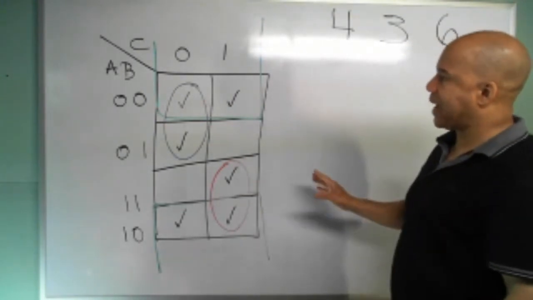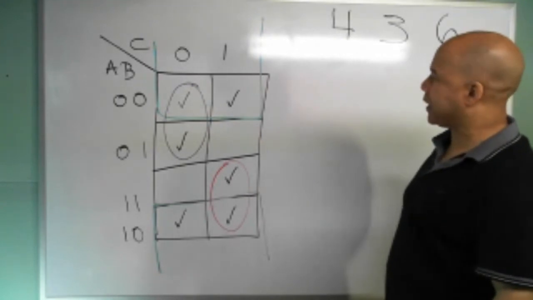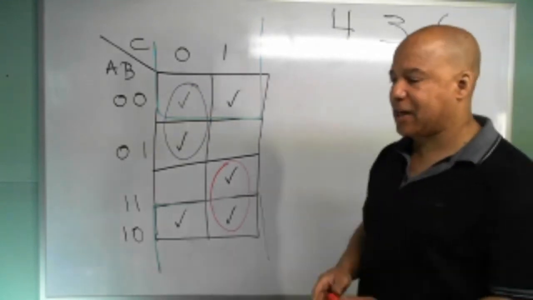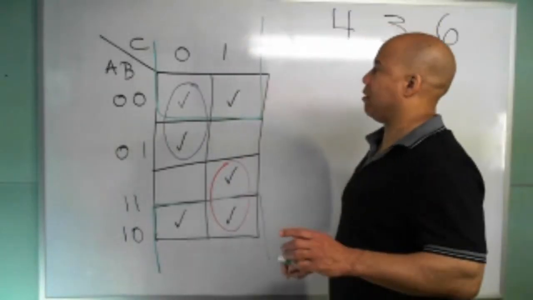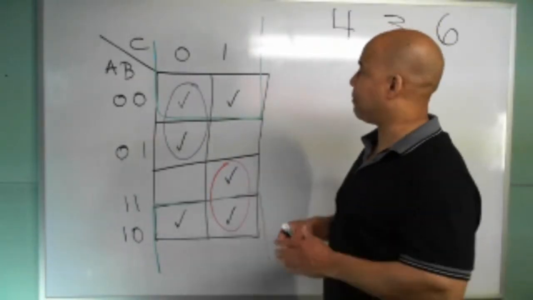So study this map and make sure you understand how we get there. Now the thing about a group of 4, anytime you have a group of 4, 2 variables will drop out. So you've got to be a little careful here.